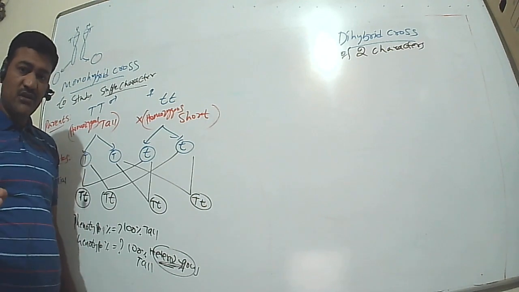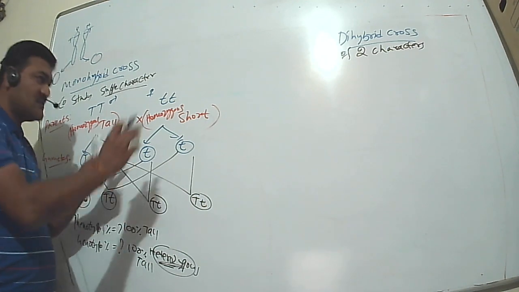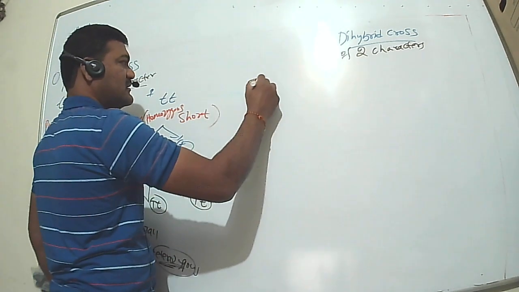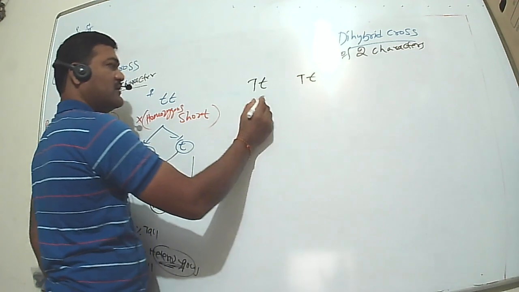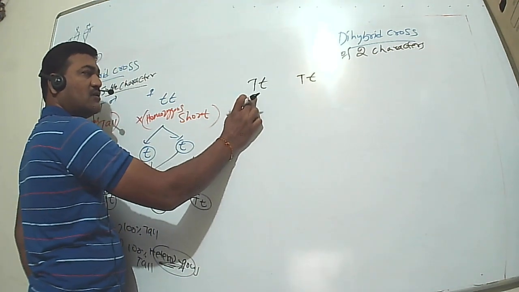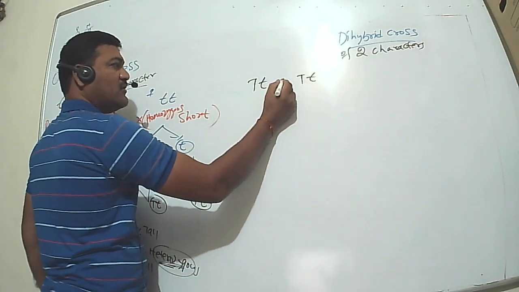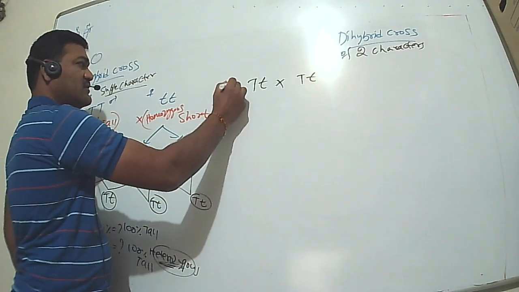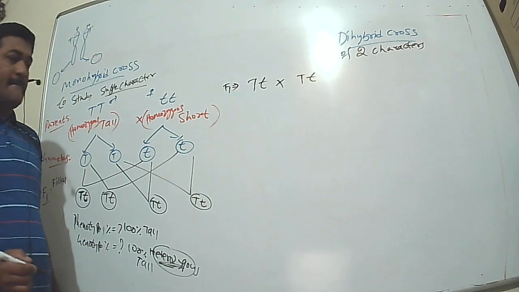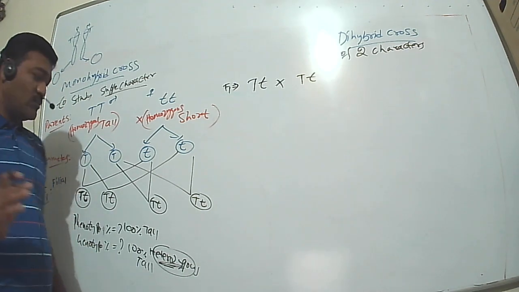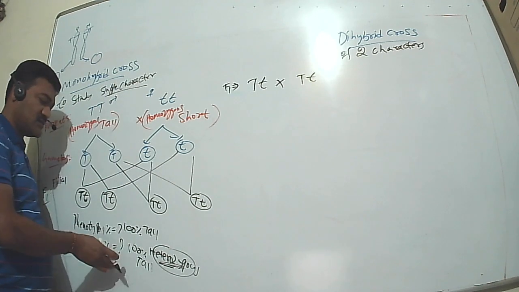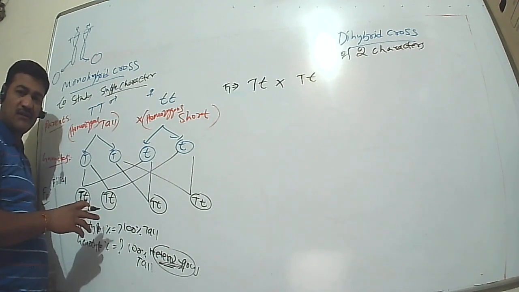So to get the F2 generation, I'll consider the F1 plants as parents. Take any two plants because all are similar. I'll take two F1 plants: capital T, small t, capital T, small t. These are heterozygous tall, also called hybrid tall. These are the F1 plants, the F1 generation. So once again, remember, what is the F1 generation? It is what you get from the ancestral parents, the forefathers, the grandfathers. That is called the F1 generation.